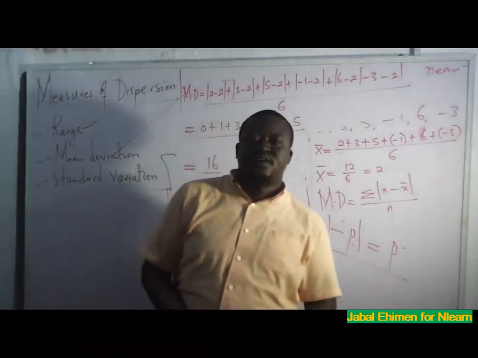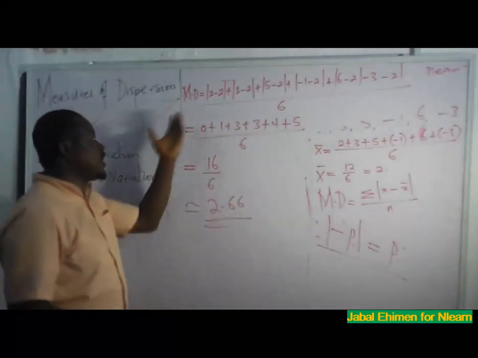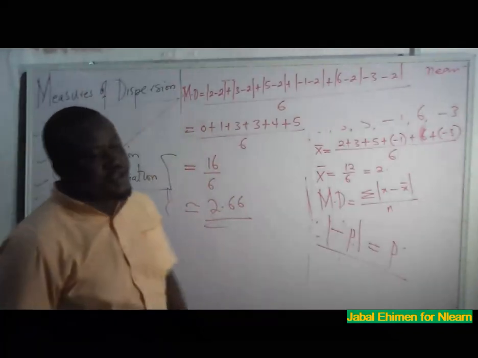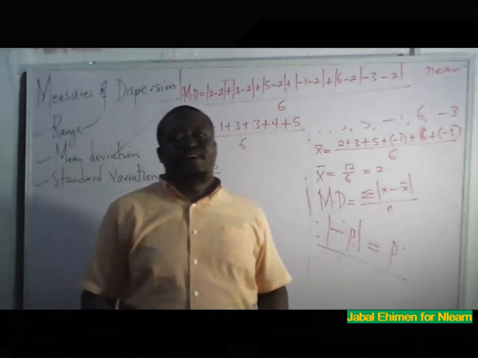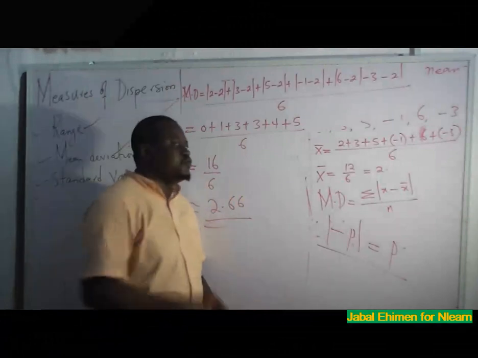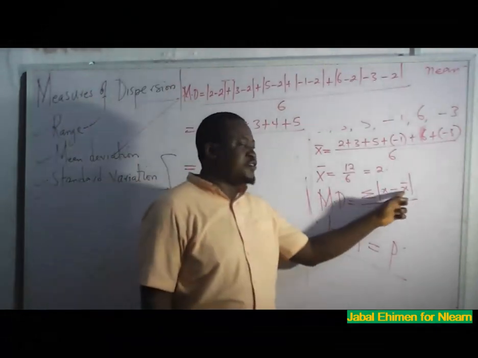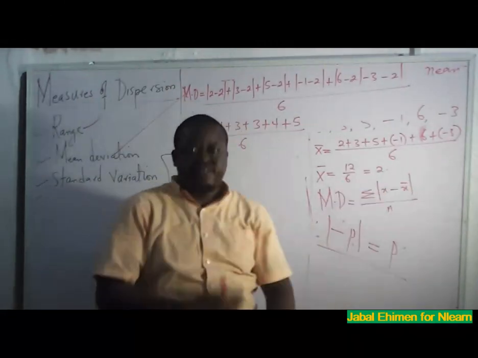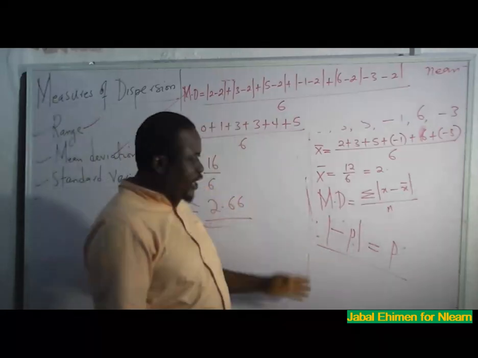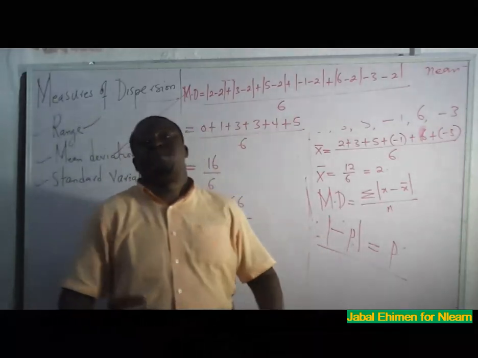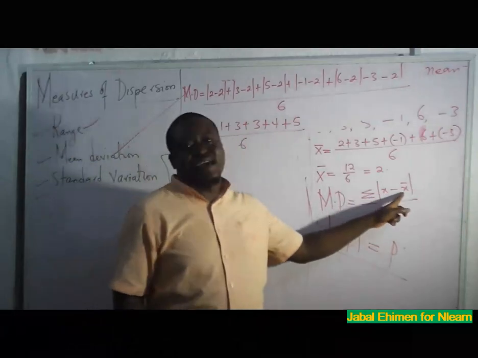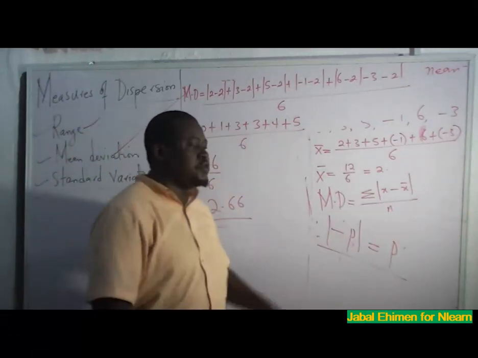So now you can see how simple it is to calculate mean deviation as far as ungrouped data are concerned. It is simple, just follow the formula. X minus x bar for the next, for the next, and for the next. But make sure you calculate your mean first. Immediately your mean is calculated, that is the x bar that you have. Immediately you have the mean, you're good to go.